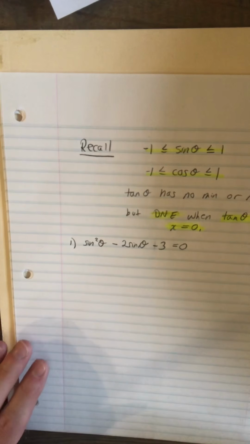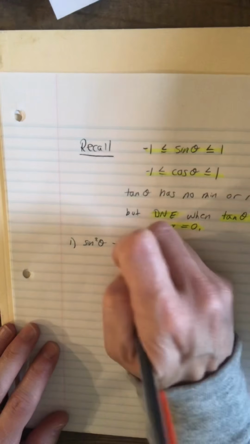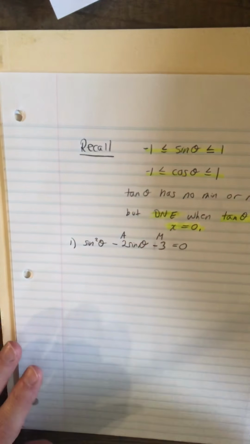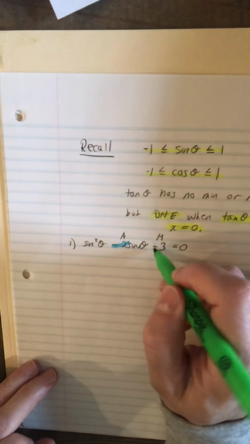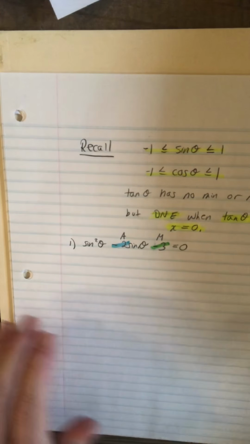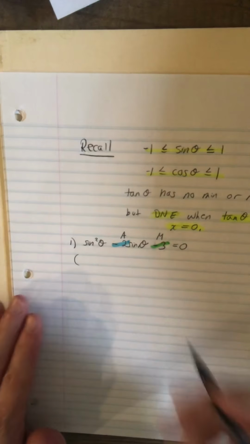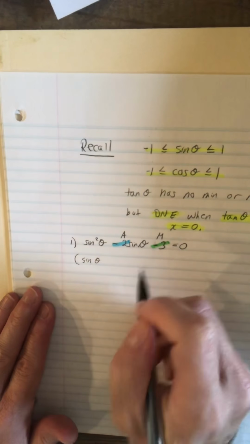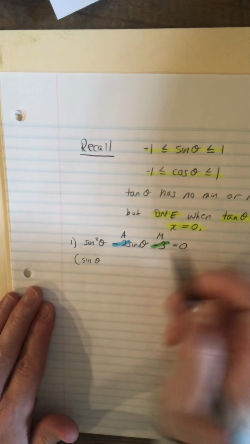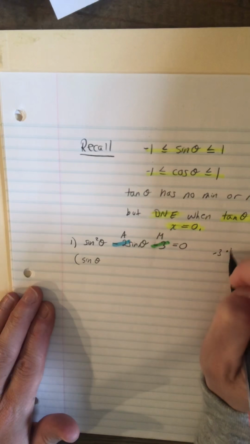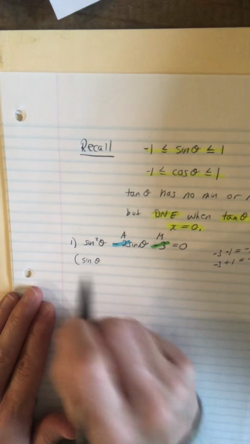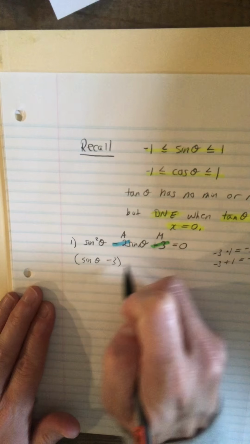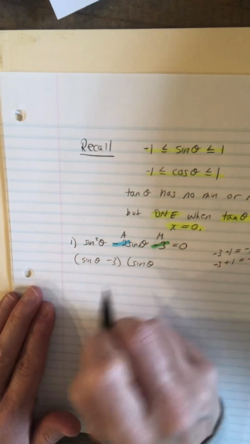If we want to factor this, we're asking what adds to -2 and multiplies to -3. So we're taking a look at those two values, this -2 and this -3. We know it's going to be -3 and 1, which multiplies to -3, and -3 plus 1 adds to -2. So it's going to be sine theta minus 3 and sine theta plus 1.